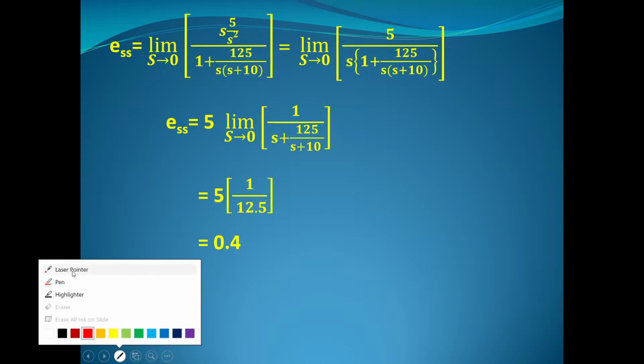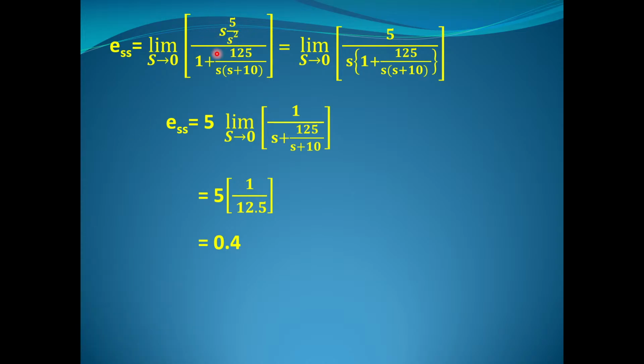Here S and S square is there, so S will be cancelled with one of the S. 5 by S is left over. And since 5 is constant, you can bring it outside the limit. And S, you just multiply it. You will get S plus 125 by S into S plus 10. That's what you will get.